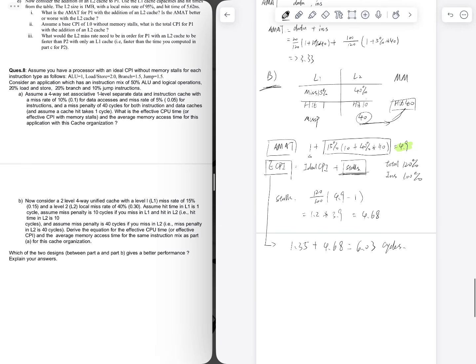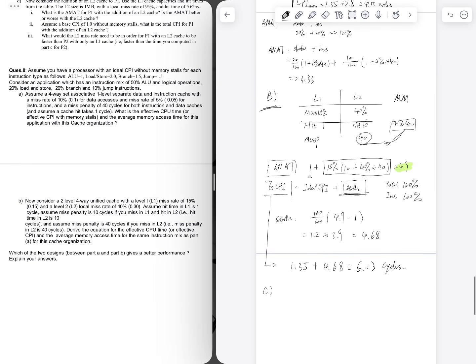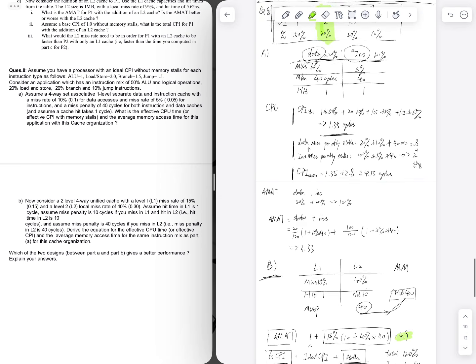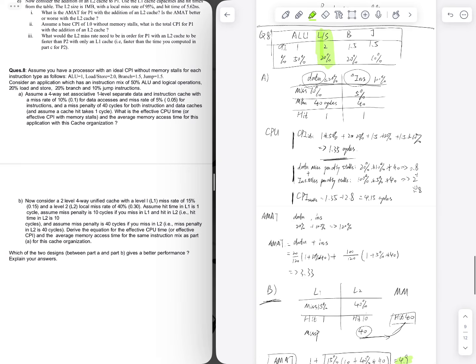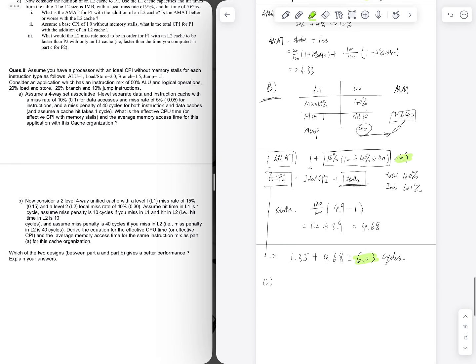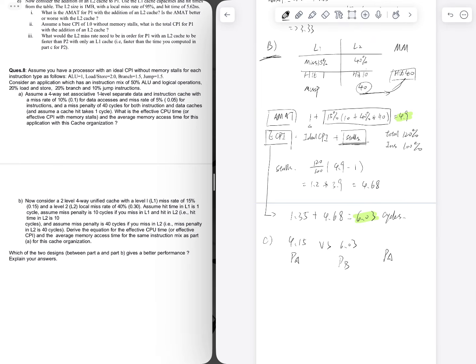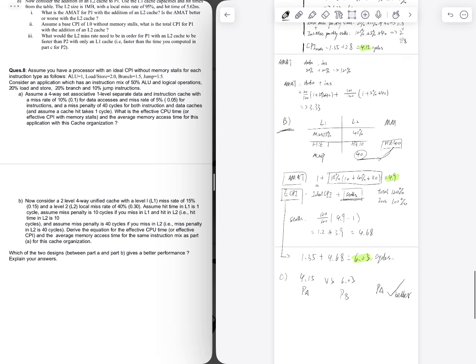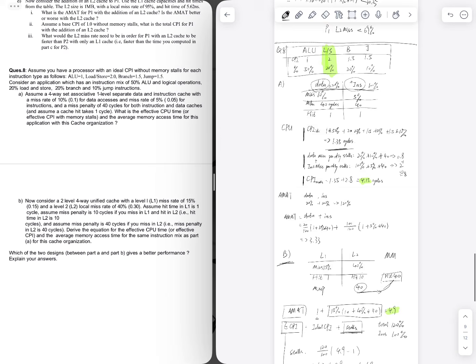And remember, we still have part C, that is to compare which one is better. This effective CPI here is 6.03. And what is part A? Part A is 4.15. Whereas part B is 6.03. So surely part A is better, right? Yeah. So that is the answer for question 9, question 8.